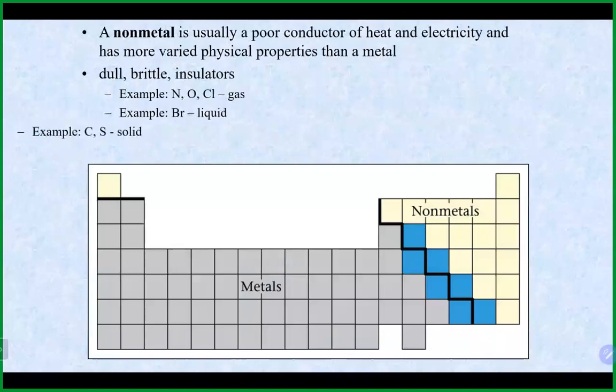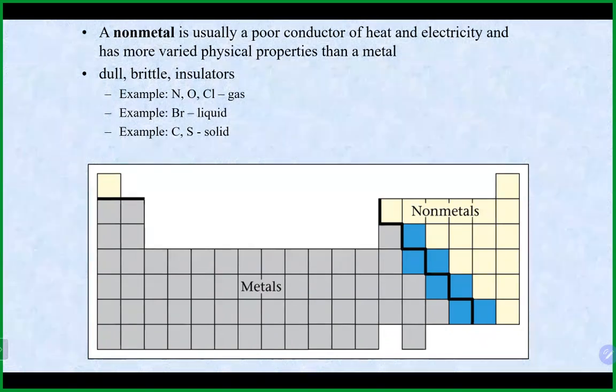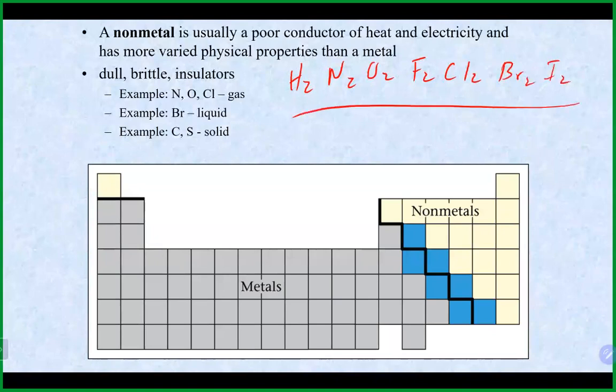Non-metals, as you could probably imagine, are pretty much the opposite in terms of characteristics of metals. They are poor conductors of heat and electricity. They also have a wider variety of states. Some are gases, some are liquids, some are solids. A lot of the non-metals are those diatomic molecules that are elements that we talked about, like hydrogen, nitrogen, oxygen, fluorine, chlorine, bromine, iodine, all these guys that come as 2s, basically. So a lot of those diatomic molecules that are elements are non-metals.